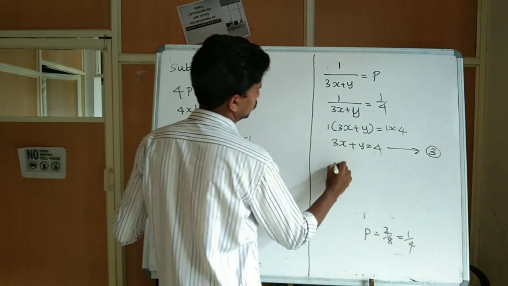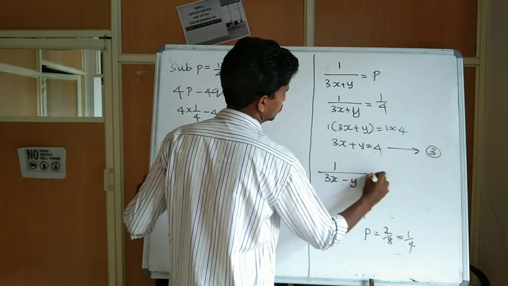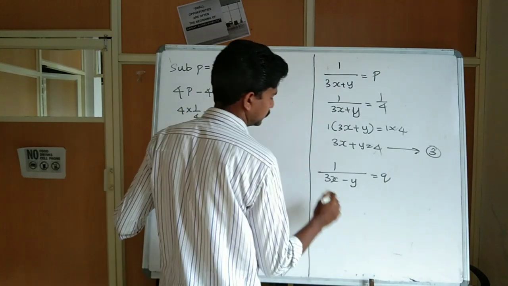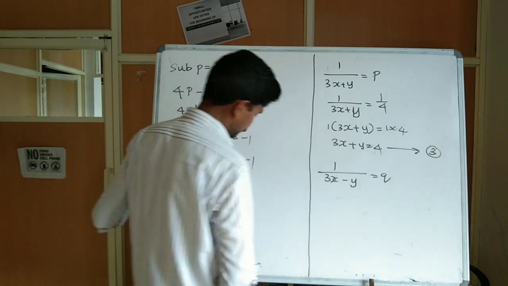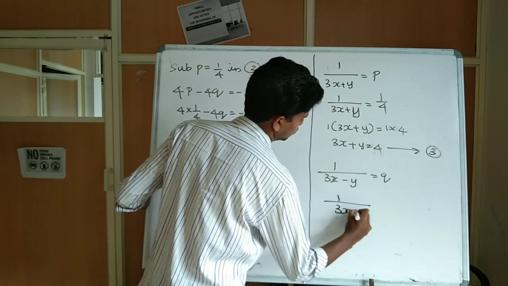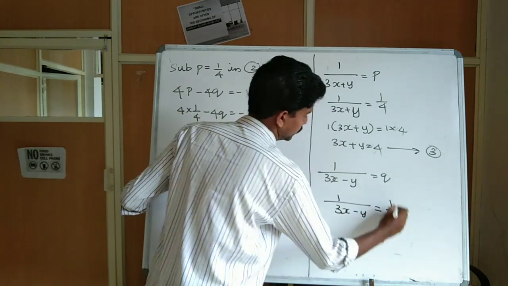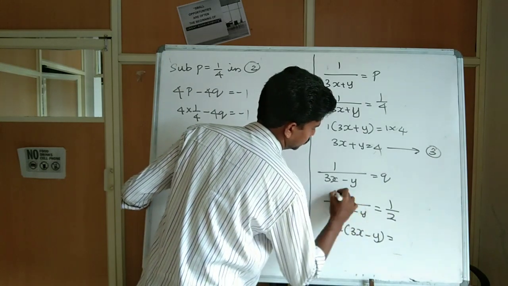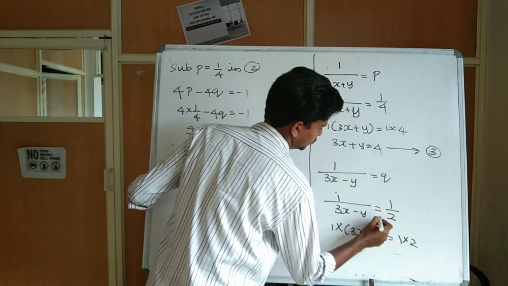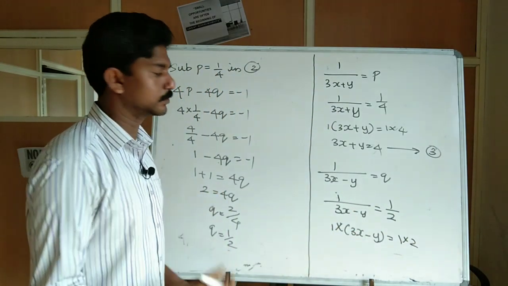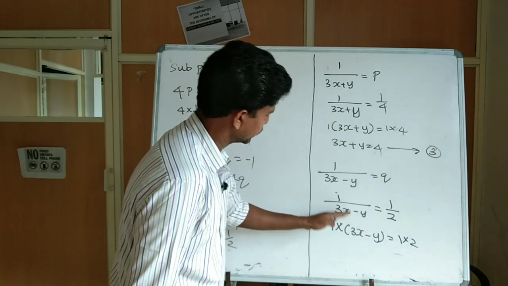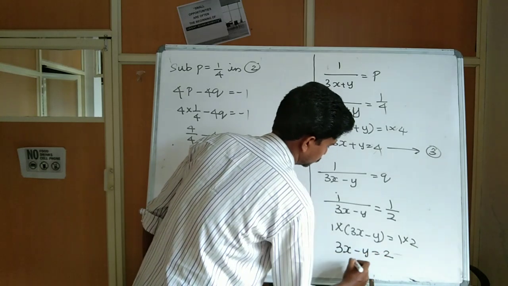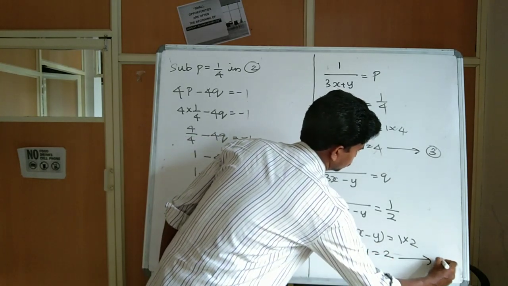Same way, 1 by 3x minus y is equal to q. Now q value is 1 by 2. So 1 by 3x minus y is equal to 1 by 2. Again cross multiplication. 1 into 3x minus y is equal to 1 into 2. Just cross multiply. It is not the cross multiplication where we take the LCM. This numerator and denominator should be multiplied like this. So 3x minus y is equal to 2. So we get this as equation 4.